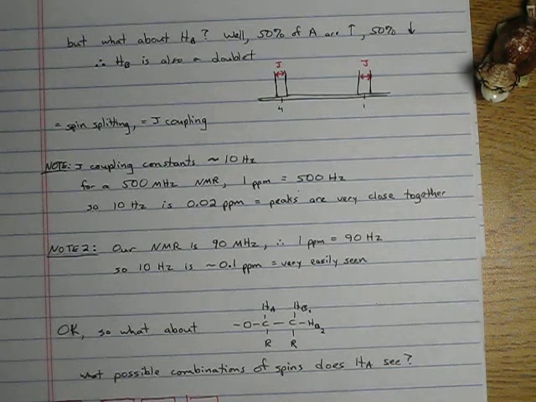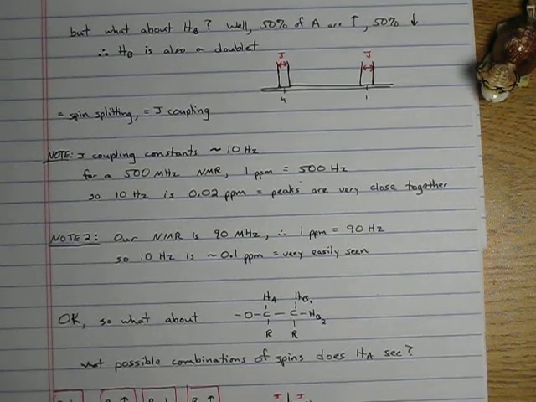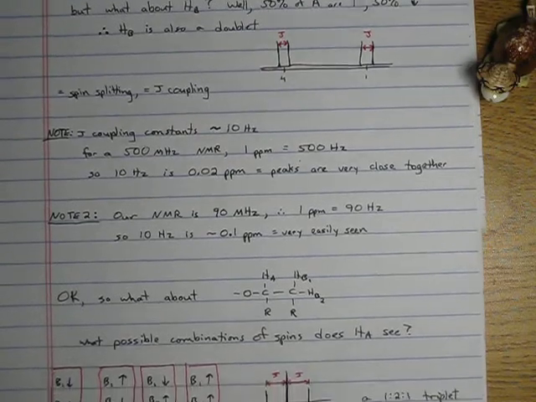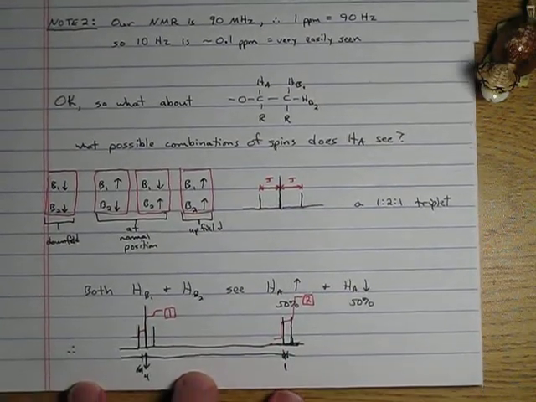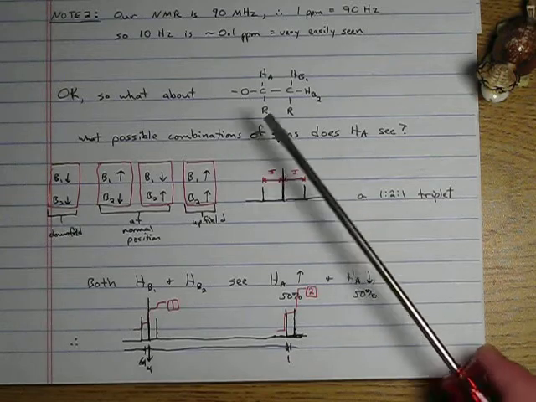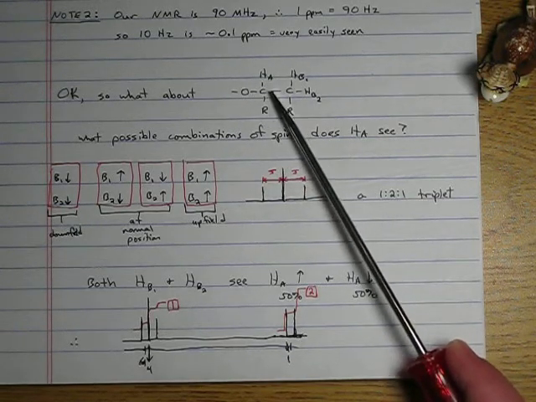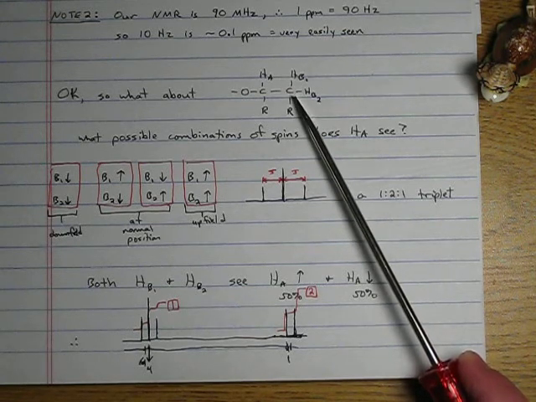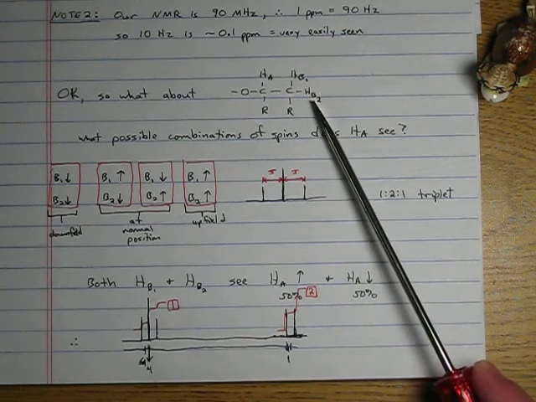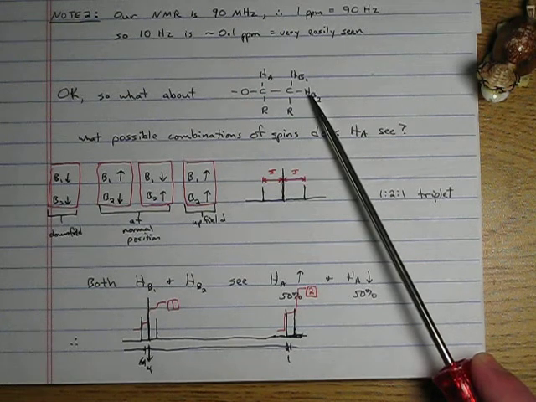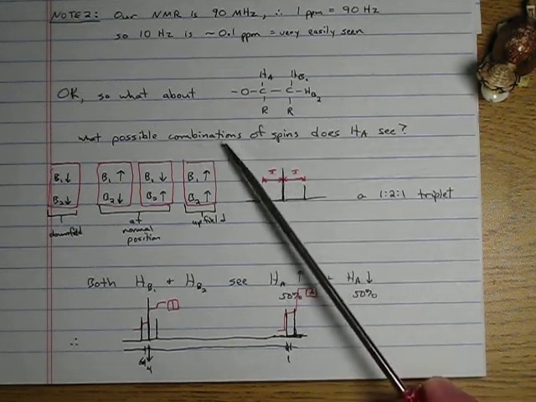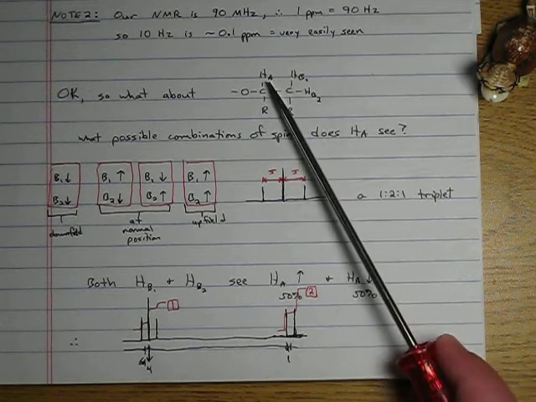All right, so that's nice for our first molecule, when we had one hydrogen on one carbon and one hydrogen on the carbon next door. Question though, what about this? It looks like the same molecule. We have an oxygen, a carbon with one hydrogen on it. We'll call that HA again. But now the carbon next door has two hydrogens on it. The question is, what possible combinations of spin does HA see?